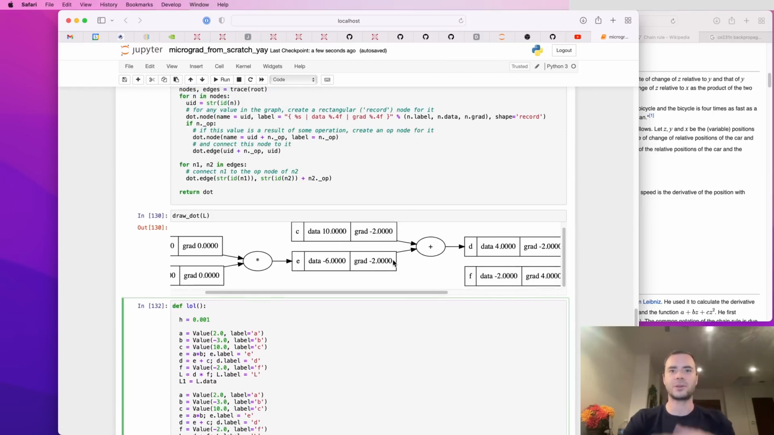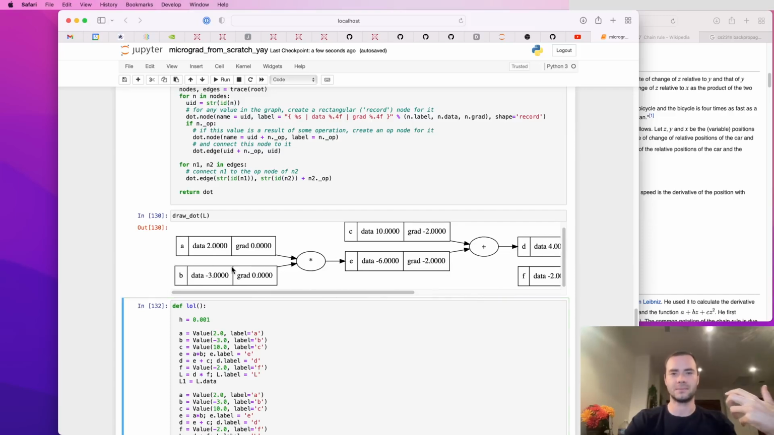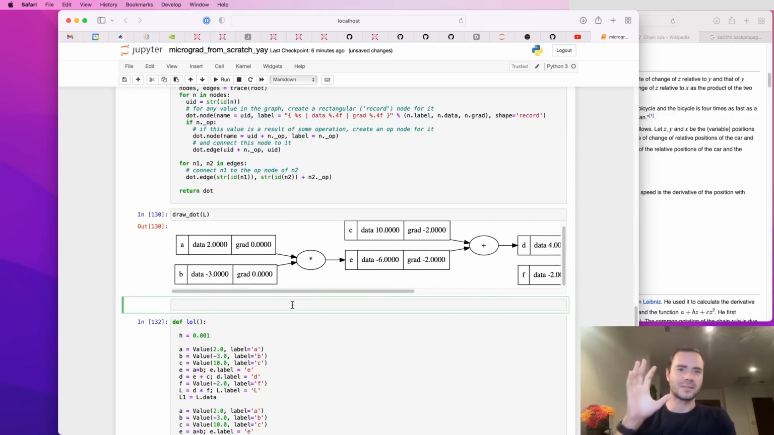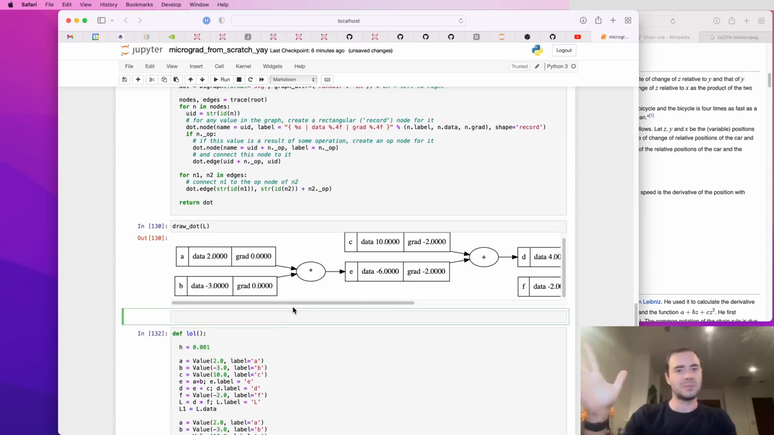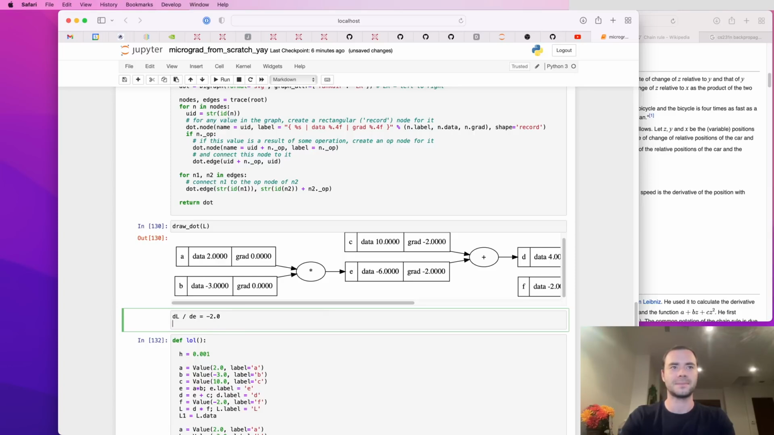And now we're going to recurse our way backwards again, and we're again going to apply the chain rule. So here we go, our second application of the chain rule, and we will apply it all the way through the graph. We just happen to only have one more node remaining. We have that dl by de, as we have just calculated, is negative 2. So we know the derivative of L with respect to e.